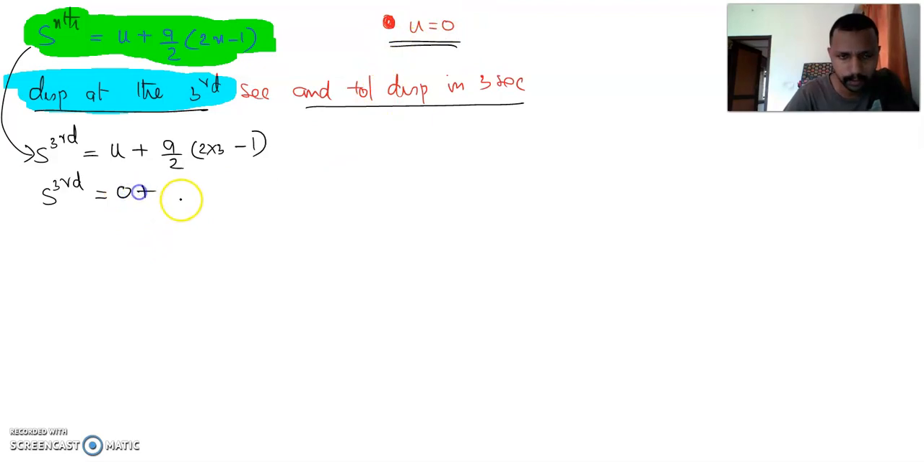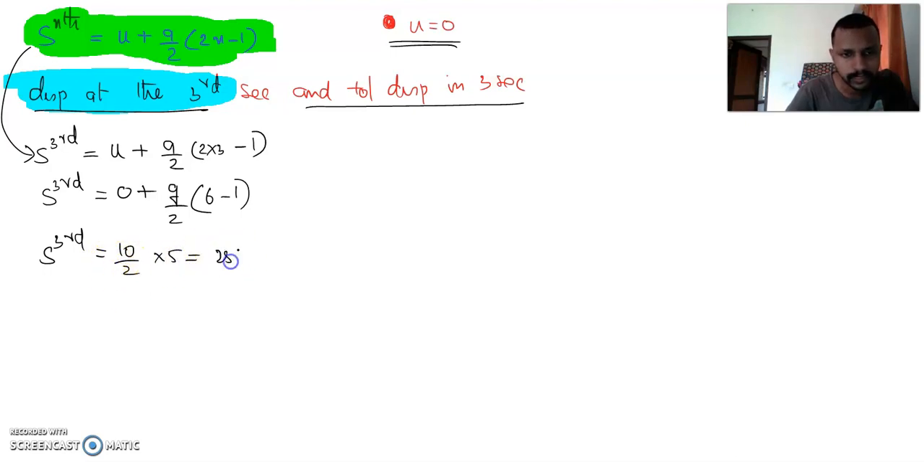Therefore, 0 plus a. For a freely falling substance, acceleration is acceleration due to gravity. Therefore, g by 2 into (2 threes are 6, minus 1). That is, displacement at the third second is 10 by 2 into 5, that is 5 into 5, which is 25 meters. 25 meters is the displacement at the third second.